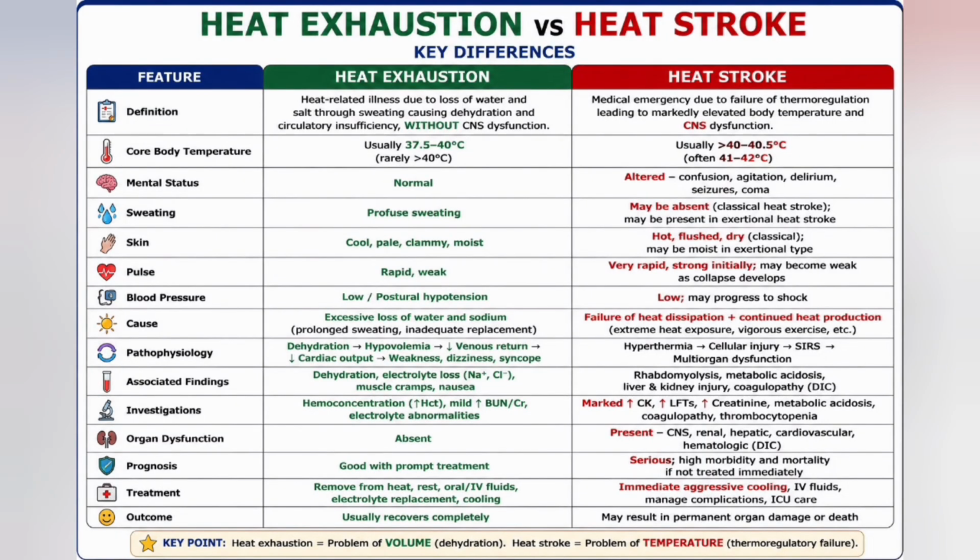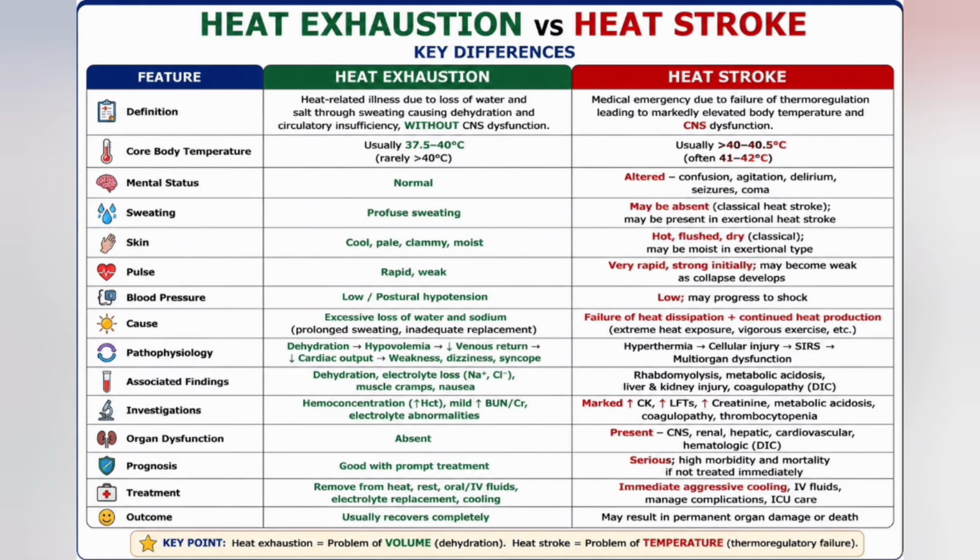Now, as discussed earlier, it is important to differentiate between heat exhaustion and heat stroke. In heat exhaustion, it is due to the loss of water and salt through the sweating causing dehydration and circulatory insufficiency, but CNS dysfunction is not present. While in heat stroke there is CNS dysfunction, there is failure of thermoregulation leading to markedly elevated body temperature along with CNS dysfunction. The core body temperature in heat exhaustion is usually less than 40 degrees Celsius, while in heat stroke it is often above 41 degrees Celsius.